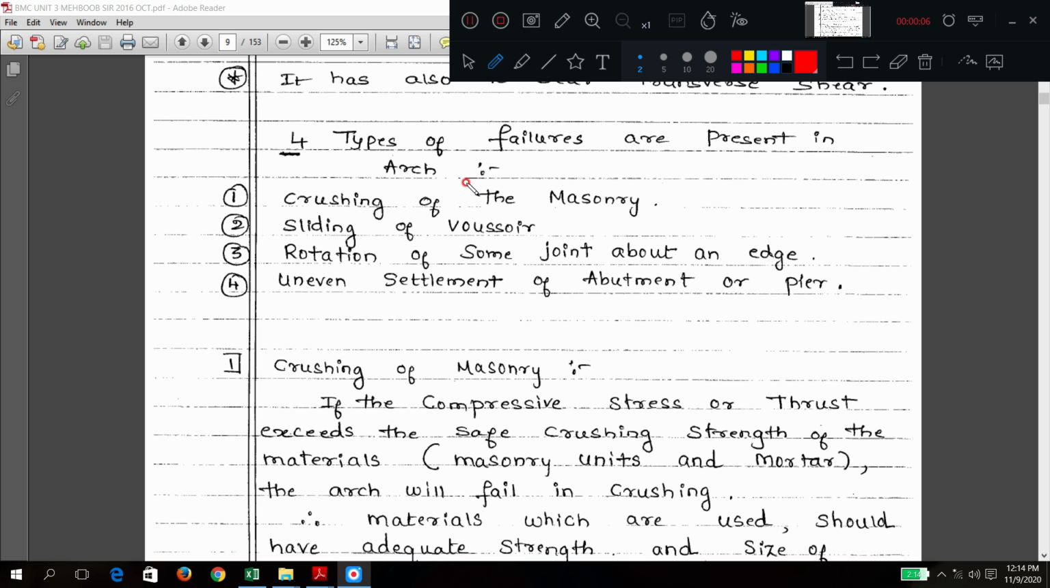Good morning, friends. Once again, we were discussing this concept now: types of failures in the arch. This is the part coming under stability of the arch. So we are discussing the stability portion, and in that stability, we are discussing the failures. What type of failures can you expect in arch construction or arches?